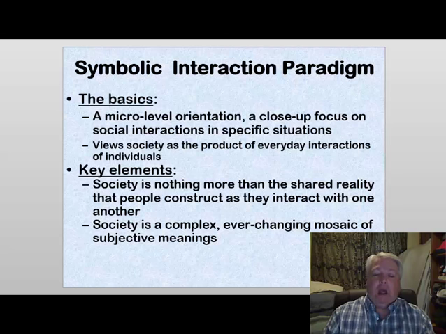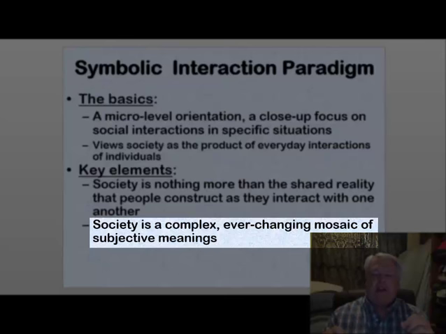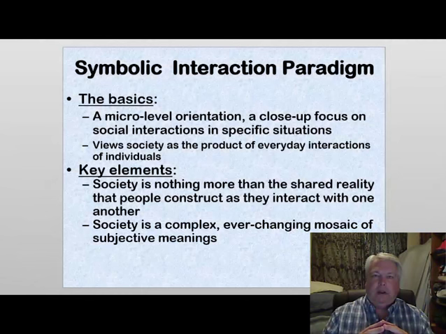So what is society then? Society is a complex, ever-changing mosaic, like a stained glass window, a quilt of different colors and things like that, of subjective meanings. Subjective meanings, meaning that it's not objective, it's created, it's constructed.